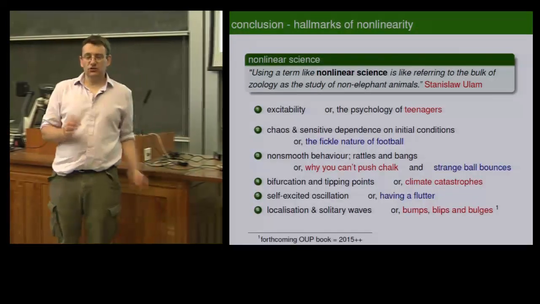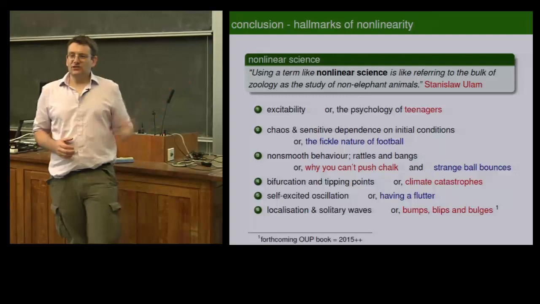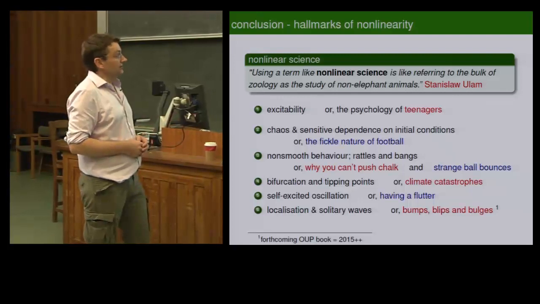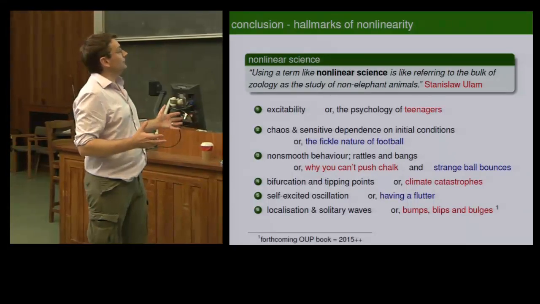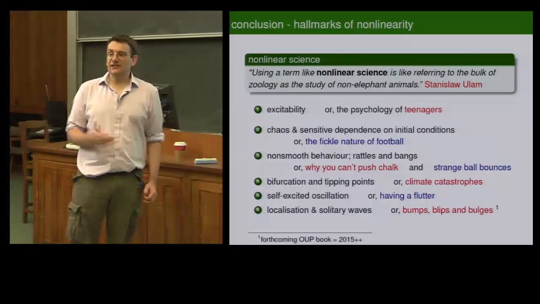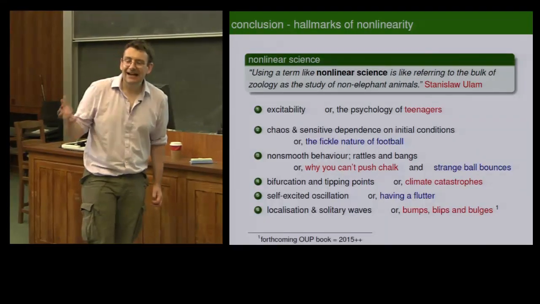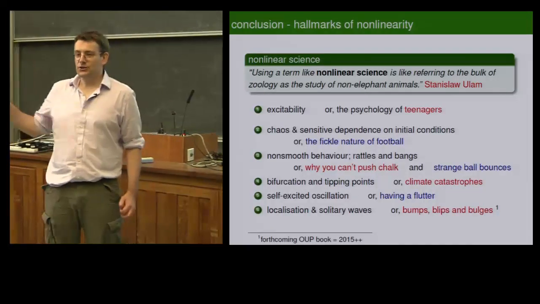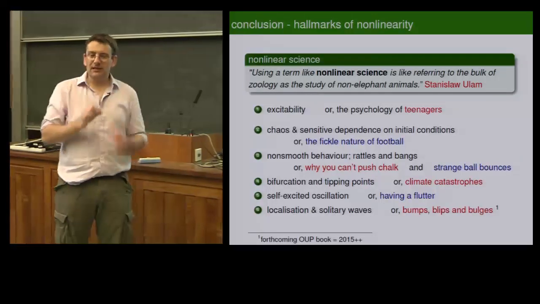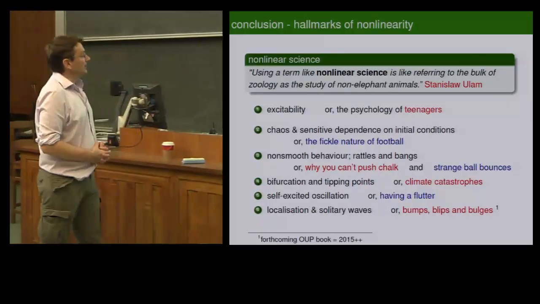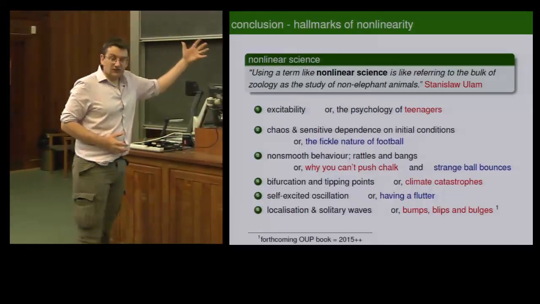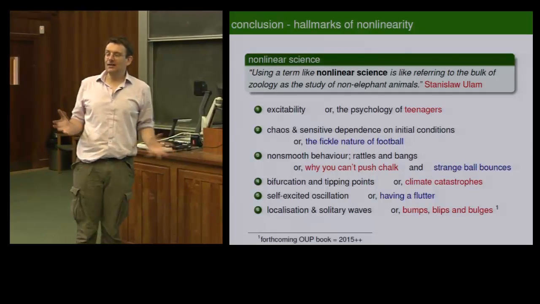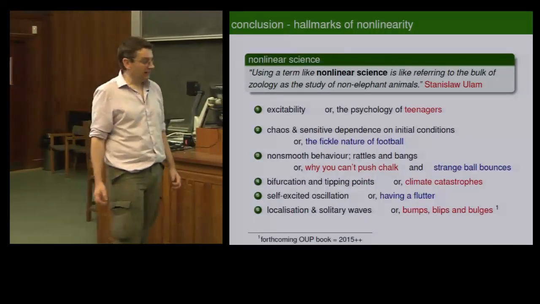The point I want to get across is this quote due to Stanislaw Ulam many years ago. Using a term like nonlinear science is like referring to the bulk of zoology as the study of non-elephant animals. Actually, linearity, this proportionality, is the exception. That's unusual. It's only true if you're looking at small displacements generally from some operating state. And then I've shown you 6 different hallmarks of nonlinearity, 6 different effects that you see because of nonlinearity that you don't see in the linear world.